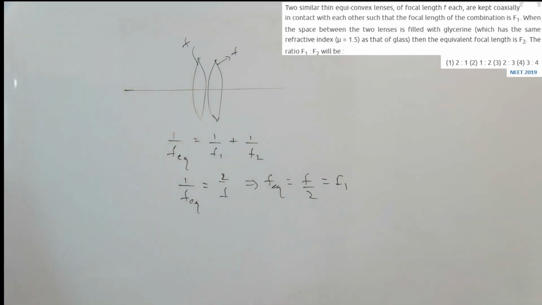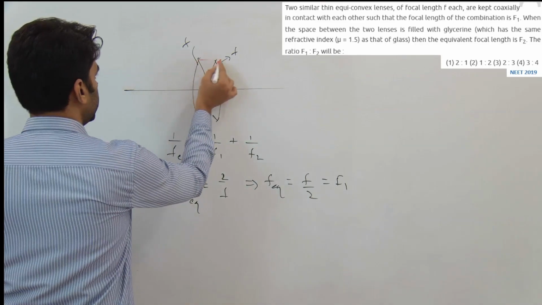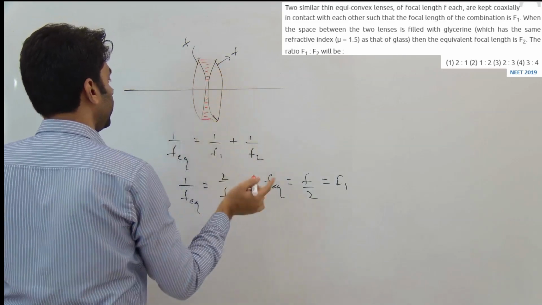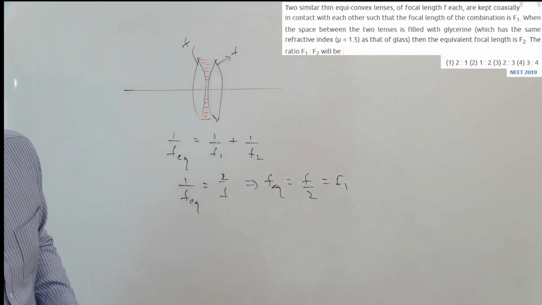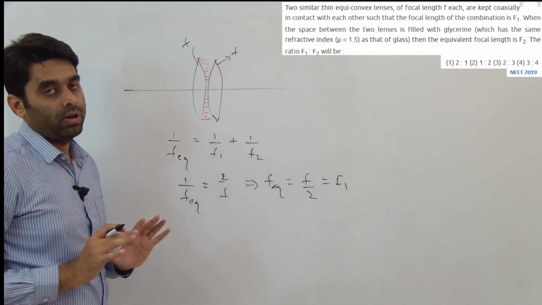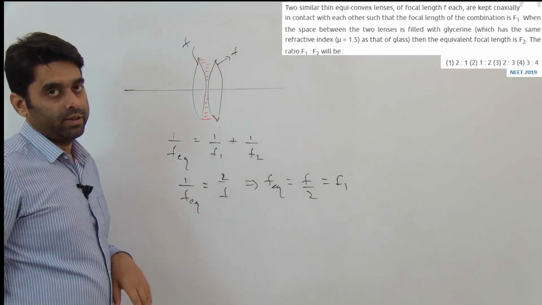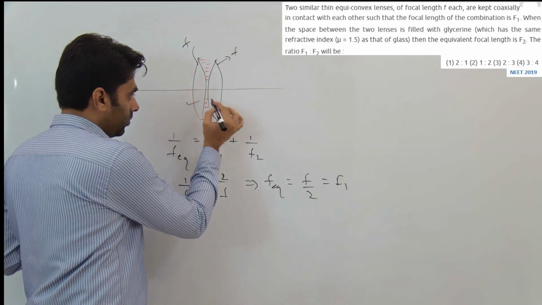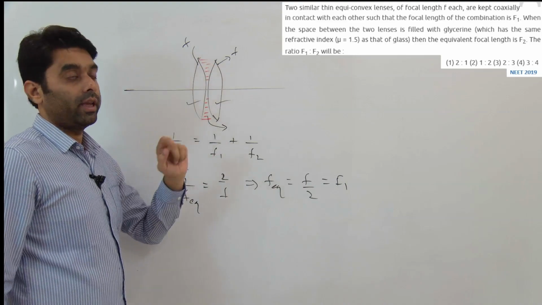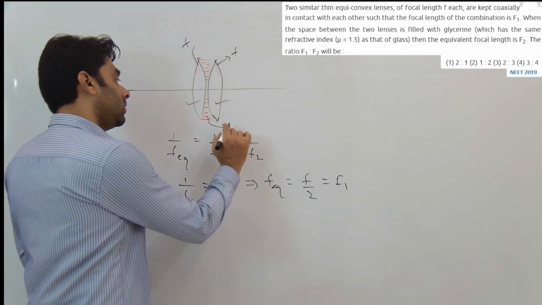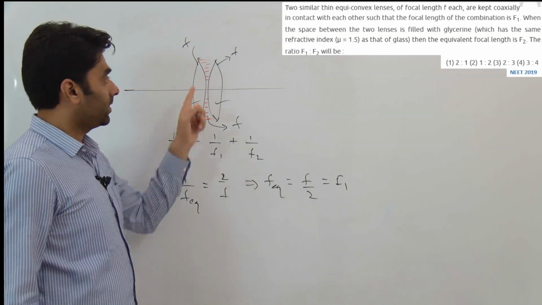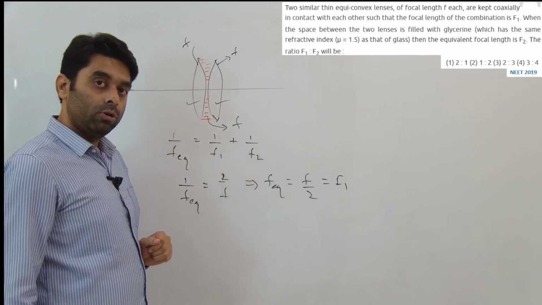Okay, so now you have this spacing. In this spacing, they have filled glycerin, but it has the same refractive index, and the combination of this is giving us the equivalent focal length f2. So beta, first of all understand, this is convex, this is convex, and when glycerin is filled, it will act as a concave. So convex, concave, convex, right? This will also have focal length f only. Why focal length f only? Because the refractive indices are the same and the radii of curvature are also the same, right?